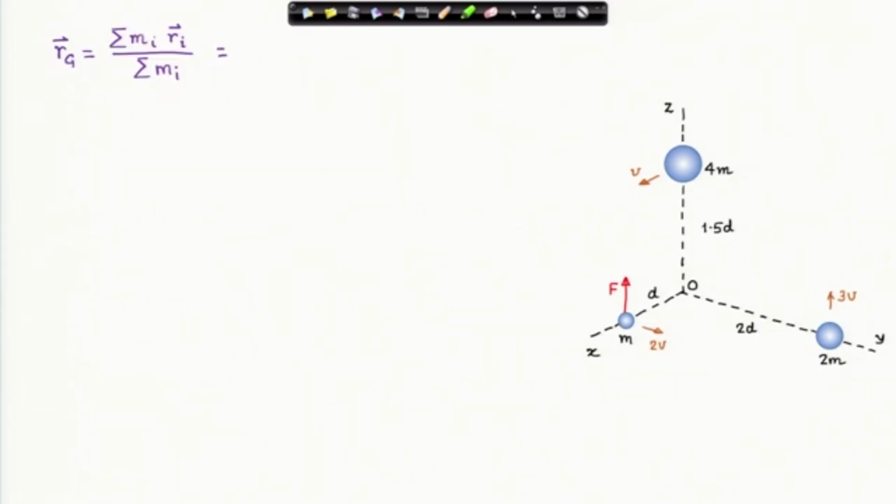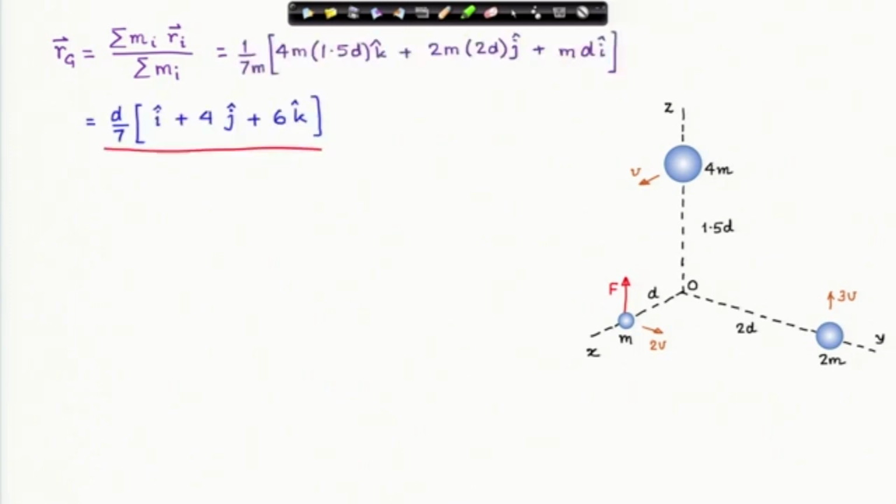First, we find out the center of mass. This is the definition of the location of the center of mass. r_G is the position vector of the center of mass, and it is given by the summation of m_i r_i divided by the summation of m_i. If you just plug in the values and the vectors, you are going to get the position of the center of mass.